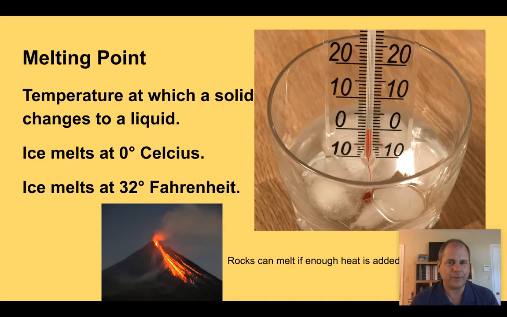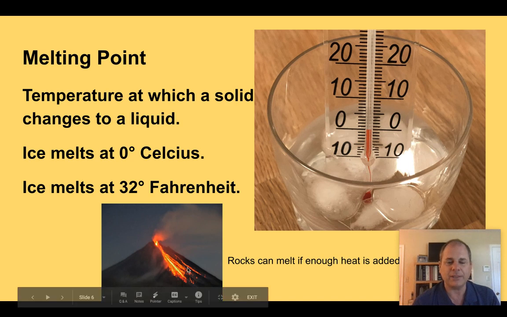The melting point is the point at which a solid turns into a liquid. Ice turns into liquid water at 0 degrees Celsius or 32 degrees Fahrenheit. Even solid rocks can melt when enough heat is added, and that becomes lava.